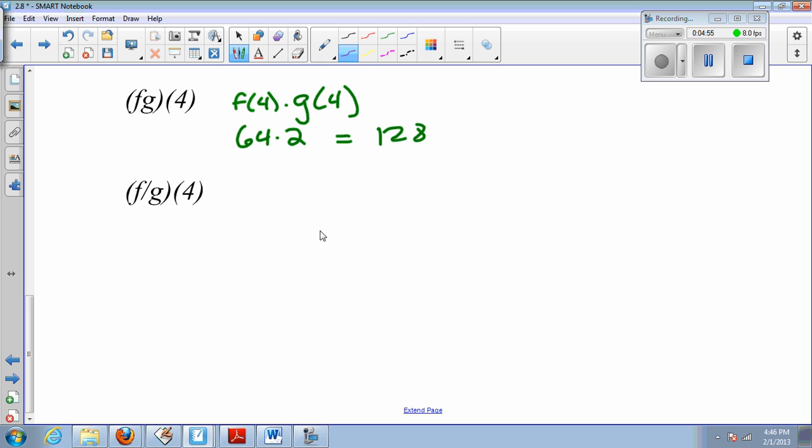And lastly, f over g of 4, that means f of 4 over g of 4. 64 divided by 2 is 32.